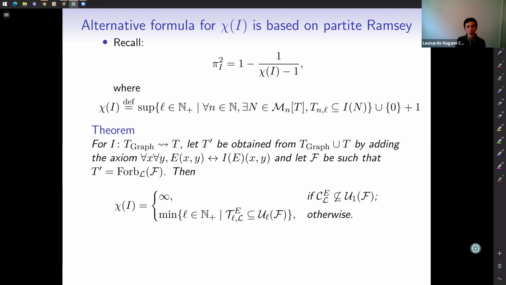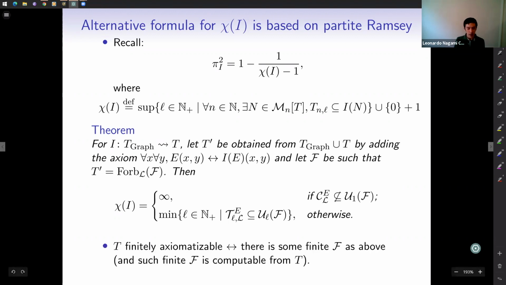Now, you might think this formula is actually just as bad as the previous one because you have to introduce all these concepts of Ramsey theory to state this formula. Well, but there's an advantage of this formula. And the advantage is that if this theory T has finitely many axioms, then you can produce a family F that is actually finite. And you can do it with an algorithm as well. If I give you the axioms, there's an algorithm that reads the axioms and produces a finite family out of it.